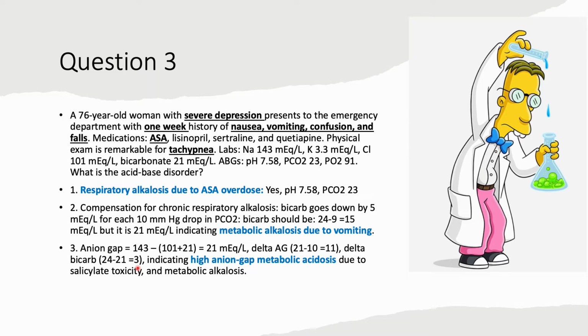Therefore, the final diagnosis is a complex acid-base disorder: respiratory alkalosis, metabolic alkalosis, and high anion gap metabolic acidosis. I hope that you did as well as Professor Frank, and acid-base disorders cannot get more complicated than this. So this is as bad as it's gonna get.